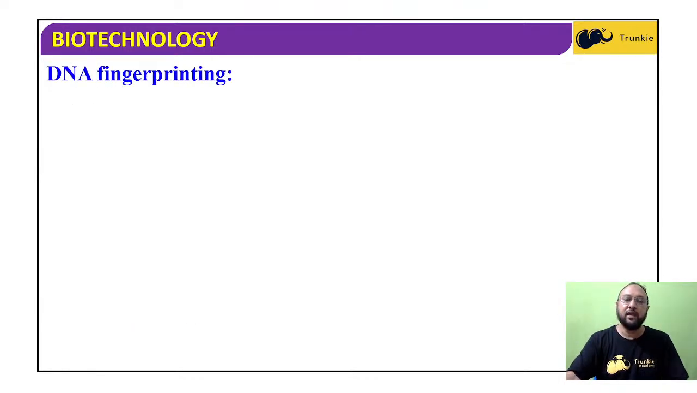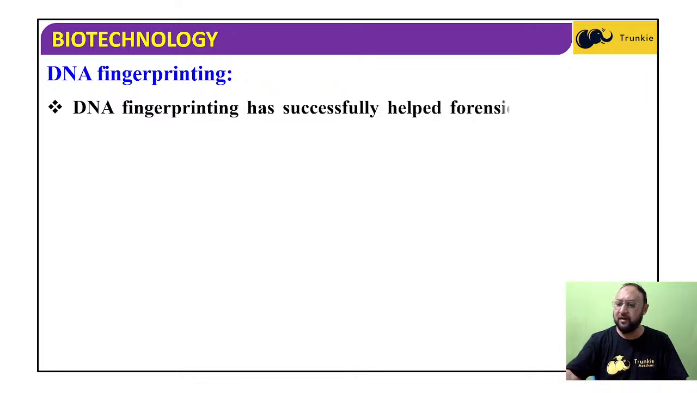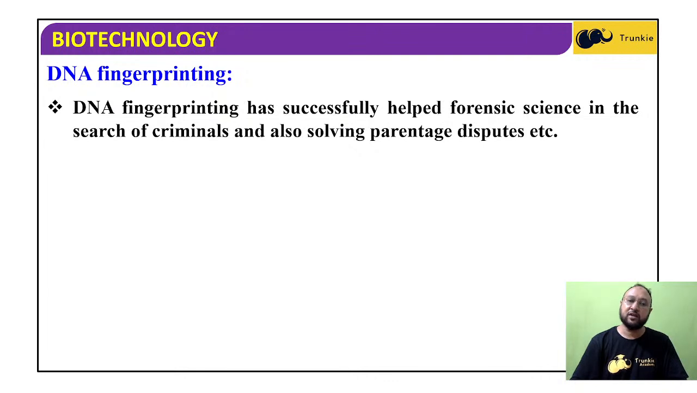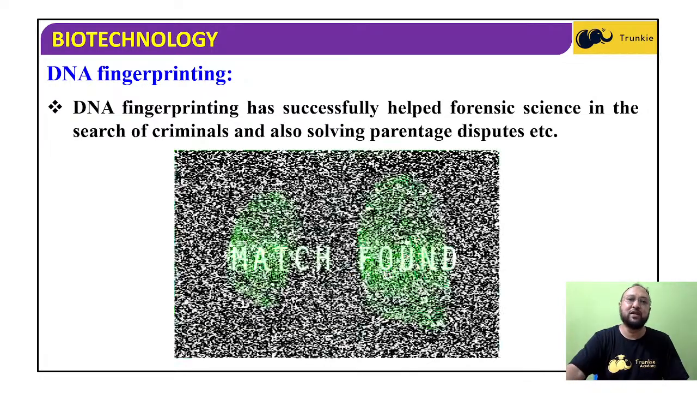Now, DNA fingerprinting. We studied this in the previous classes. It has very successfully helped forensic science in the search for criminals, and also in solving parentage disputes. If somebody is claiming this is my son and somebody else is claiming this is my son, DNA fingerprinting makes it very easy to confirm the parents, and also to identify criminals, because DNA is available everywhere, in hair, skin and blood, and a little sample can work magic.